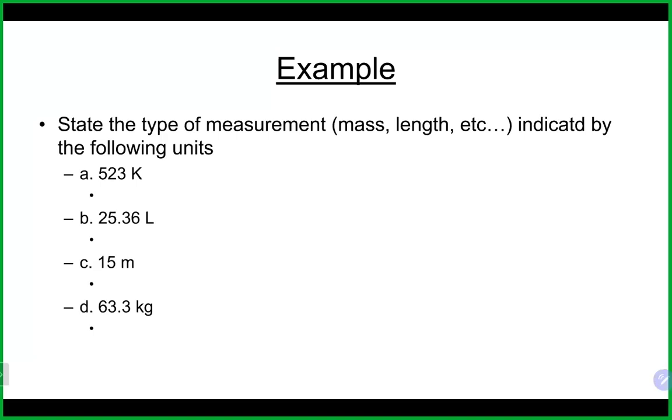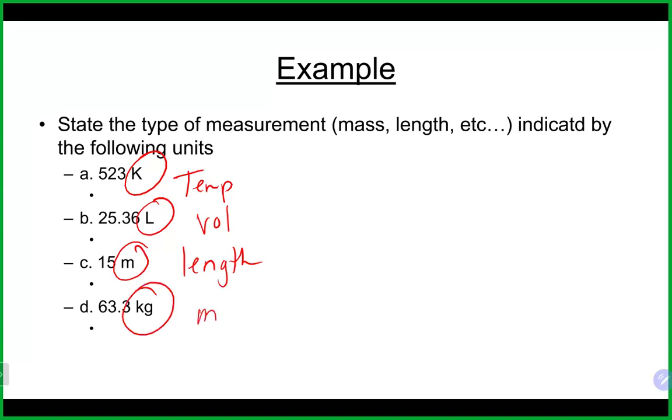All right. So as we talked about before, it's really important to understand, when you see a unit or write a unit, what it represents. So again, if we look at something like this, 523 Kelvin, that should be a temperature, right? So Kelvin here is a temperature. 25.36 L, which is liters. Liters is a volume. 15 meters. Meters is a length. And kilograms here is a mass.